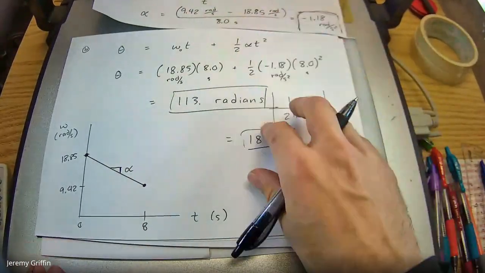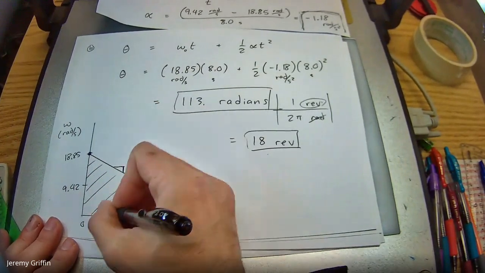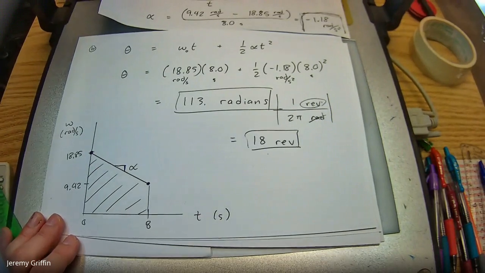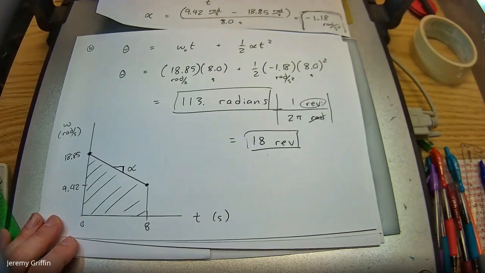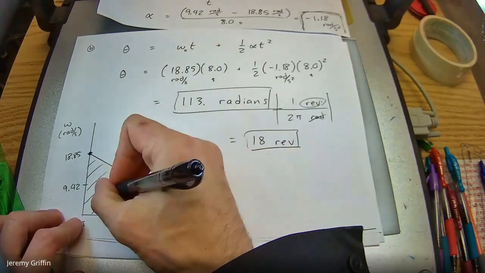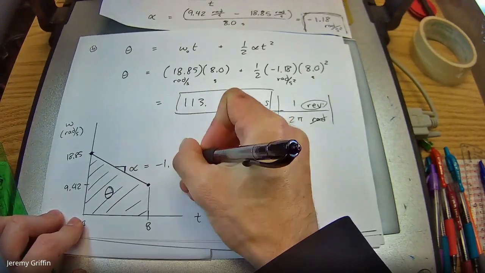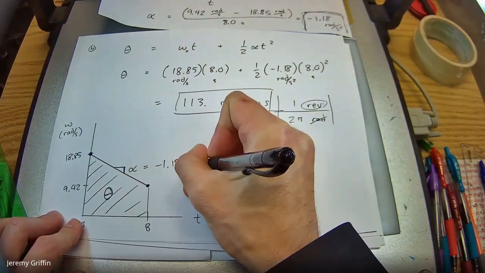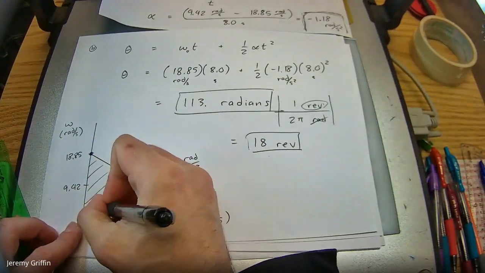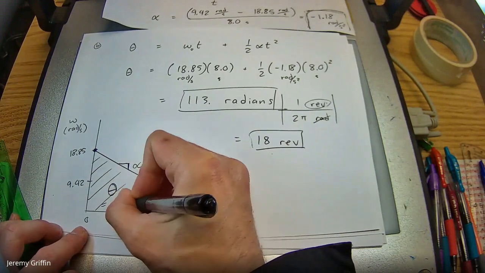What about the area of this trapezoid? What does the area of this trapezoid represent? Yeah, how far. About 113 radians. Okay, so this is negative 1.18 rad per second squared. I mean, run these numbers, that's what you're going to get. Okay, and you find the area of that trapezoid? I bet you dollars to donuts, it's going to be 113 radians.